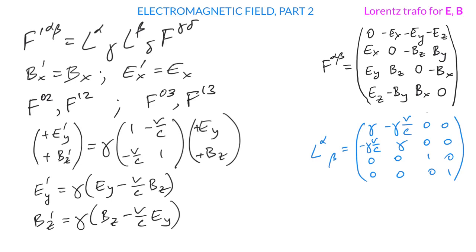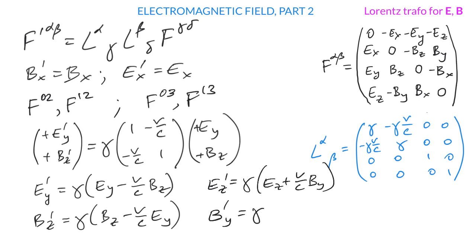Exactly the same happens with the components Ez and By, except that they're interchanged and there's a sign change there. So we can write Ez prime equals gamma Ez plus V over C By, and By prime equals gamma By plus V over C Ez.